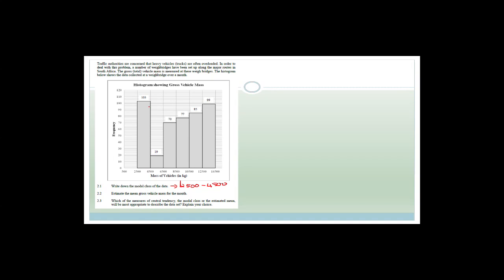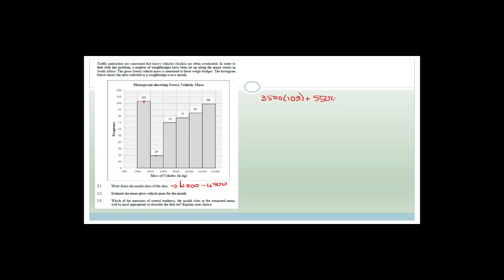So what we're going to do is take the middle value of each of these categories, multiply it by the frequency and then divide by the total number of vehicles. So in other words, halfway between 2,500 and 4,500 is obviously 3,500. So the average mass in that group is 3,500. So we're going to say 3,500 multiplied by 103, plus halfway between 4,500 and 6,500, which is 5,500.